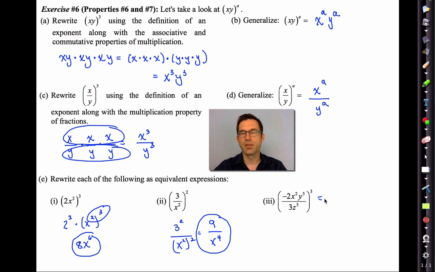Finally, and this is the biggest one of them all, right? And let's try to do this all without having to write out this first step. We'll have negative 2 cubed. That might be the hardest part of this problem. Negative 2 times negative 2 times negative 2 would be negative 8. X squared cubed, right, would be x to the 6th, because we're going to multiply those exponents. Y to the 5th cubed would be y to the 15th. 3 cubed would be 27, and z cubed cubed would be z to the 9th. And that's the beast we have there.